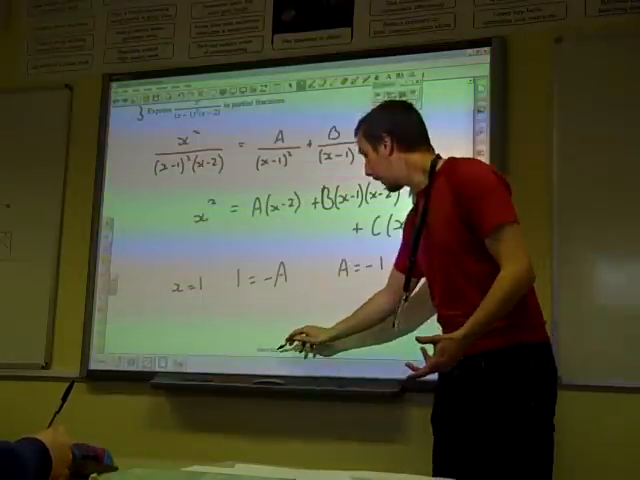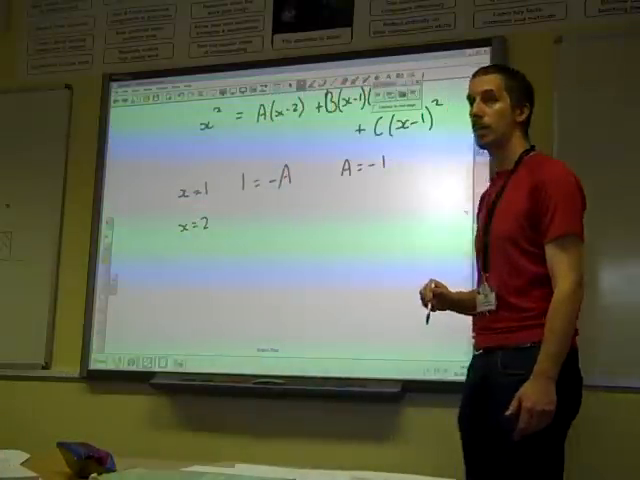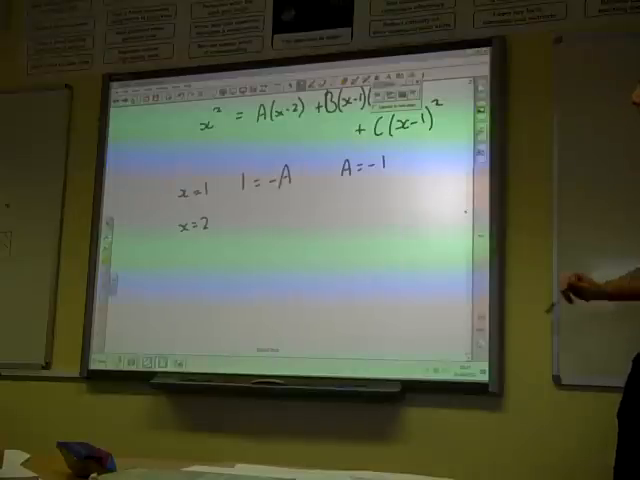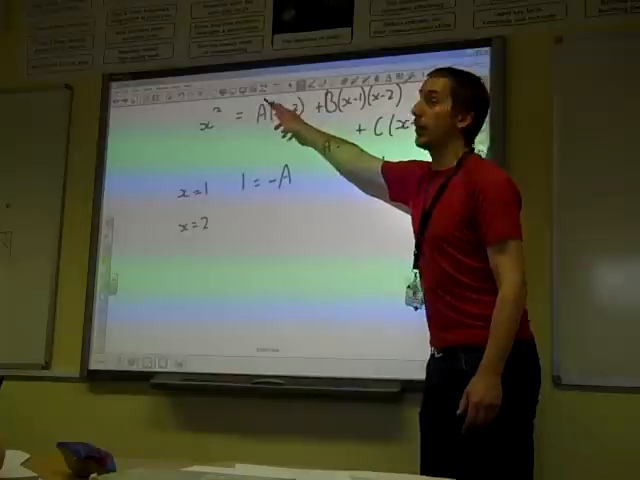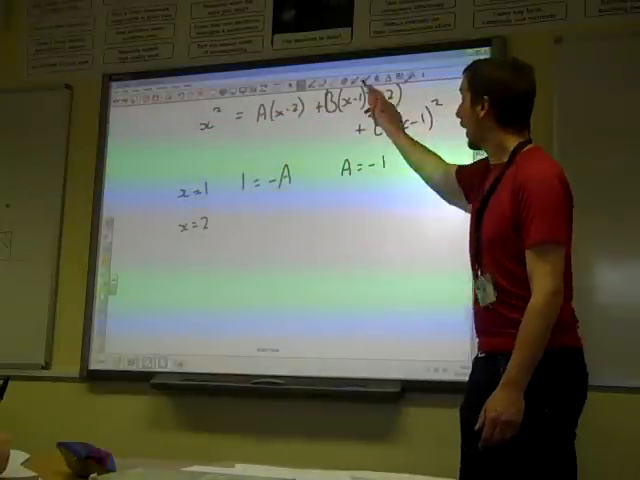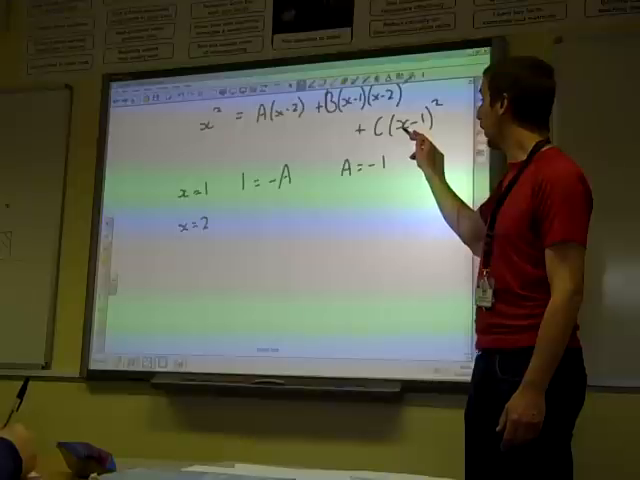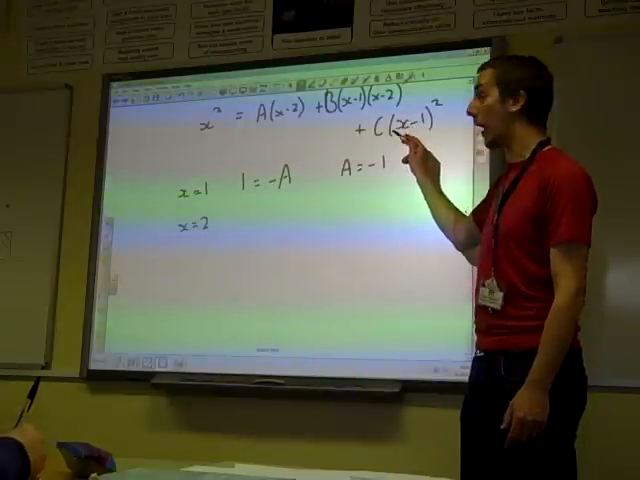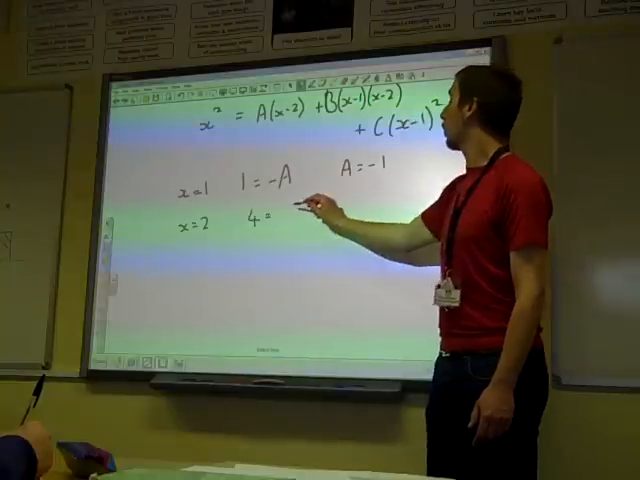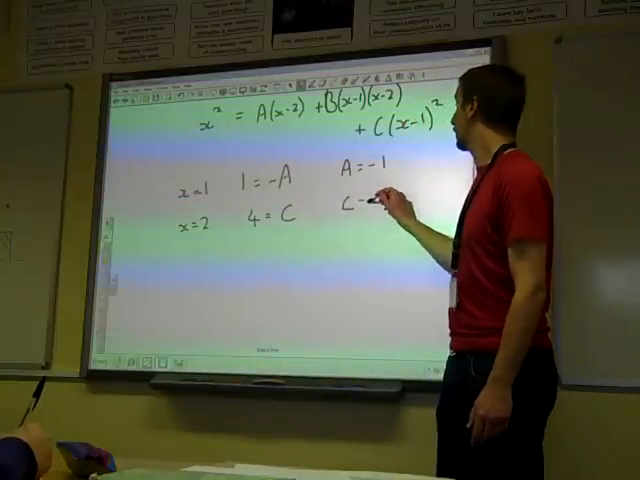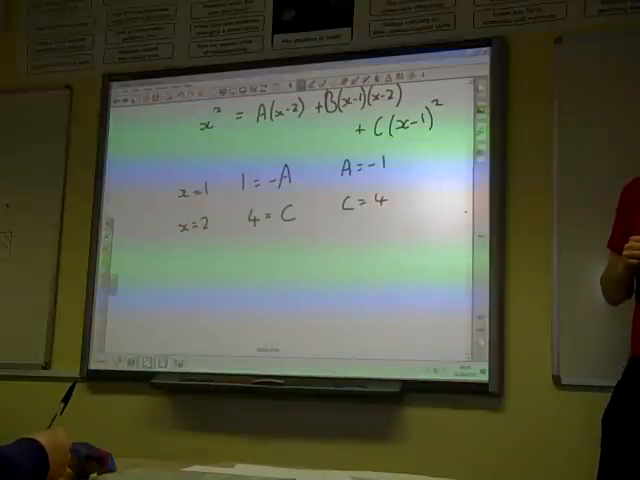And the same thing happens if we choose x as being 2. If we throw x equals 2 into that, then that one disappears, and that expression disappears because we've got 0 in there. And here we've got 2 minus 1 squared, so we've got 4, 2 squared is 1 times c. So quite quickly we end up with c being 4.